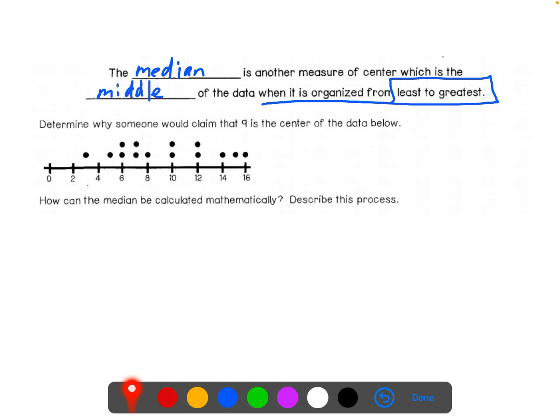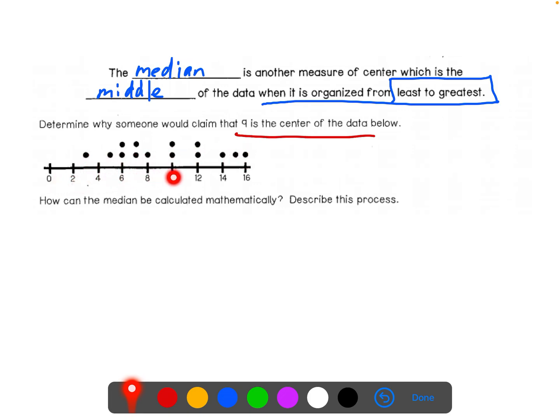It says determine why someone would claim that 9 is the center of the data below. 9 is the center of the data. So they could be finding the mean or the average like we just talked about, which means they would add up all these quantities and then divide by the number of quantities that there are. But I'm assuming since we just practiced that they must have found the median. It works really good on a diagram like this called a scatter plot or a number plot because already all of our data is organized from least to greatest.